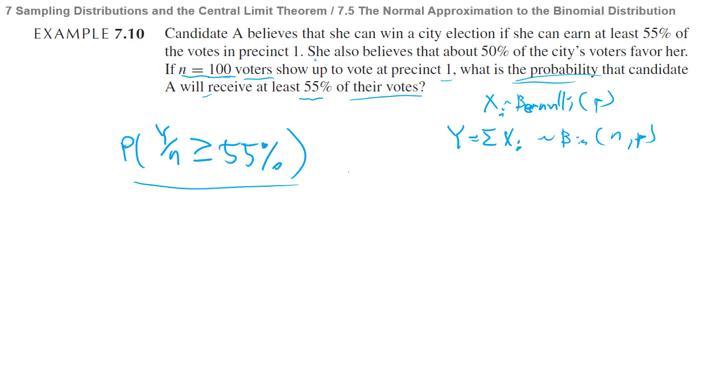Here she believes that about 50% of the city's voters favor her. So the p here would be 0.5. That's her belief, and we want to calculate the probability assuming what she believes. By using normal approximation, we can calculate this.